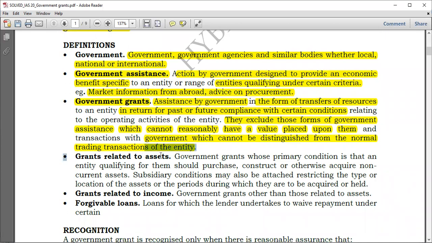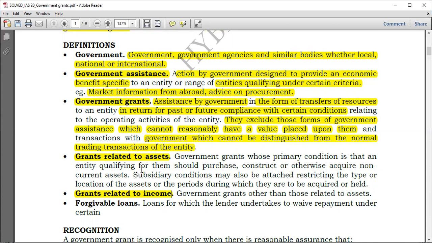Grants related to assets. Now, I need you to know one thing. Here, we'll be studying only two forms of grants: grants related to assets, but also grants related to income. Actually, being more clear, usually when we say grants related to assets, we speak of non-current assets. And any other grants not related to non-current assets are classified as grants related to income. So you need to note that.